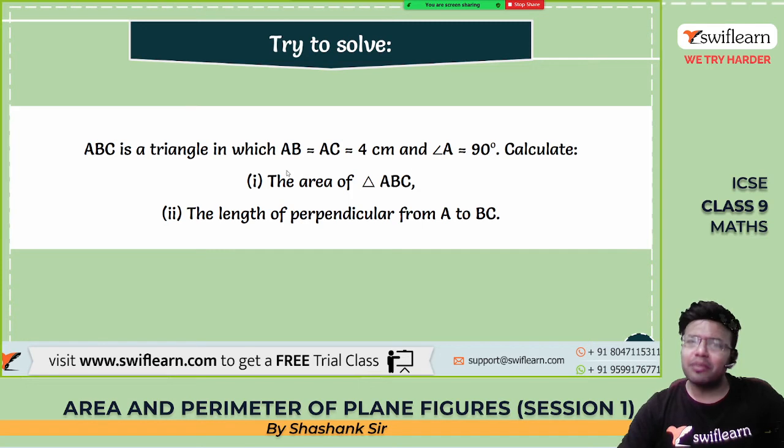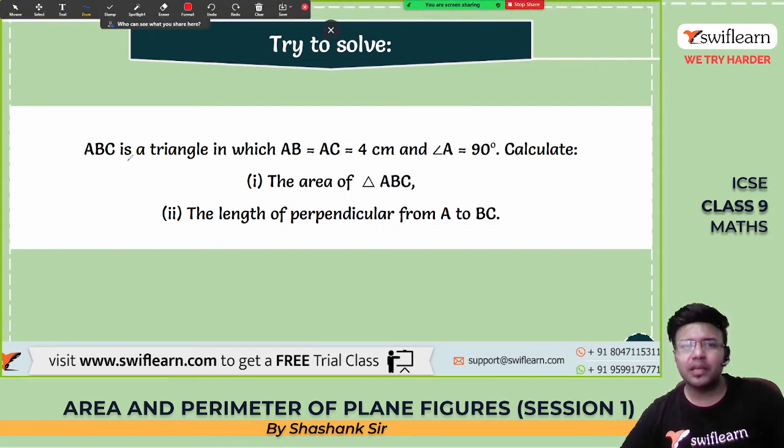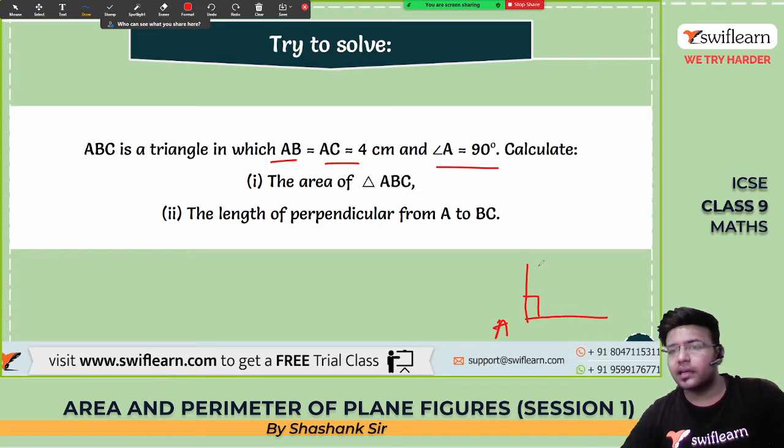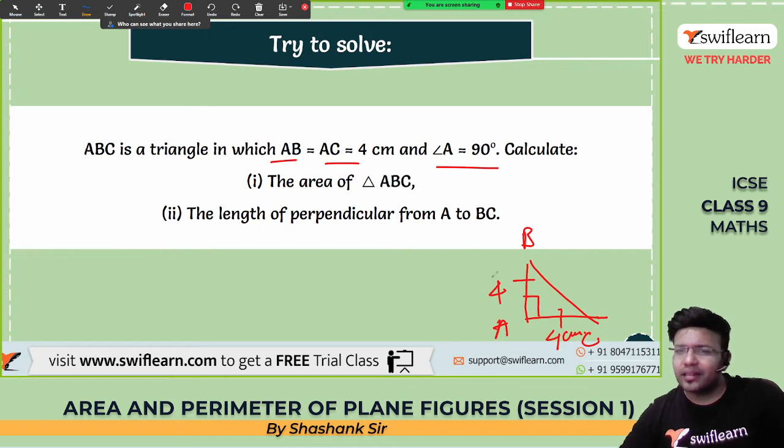Let's solve this. ABC is a triangle in which AB is equal to AC is equal to 4 centimeter. Angle A is equal to 90 degrees. Calculate the area of the triangle ABC, and the length of the perpendicular from A to BC. Okay. Now see this. ABC is a triangle in which AB is equal to AC and angle A is 90 degrees. Okay, this is AB, this is AC. AB and AC are same. This is an isosceles, right angled triangle. Okay, calculate the area of the triangle.